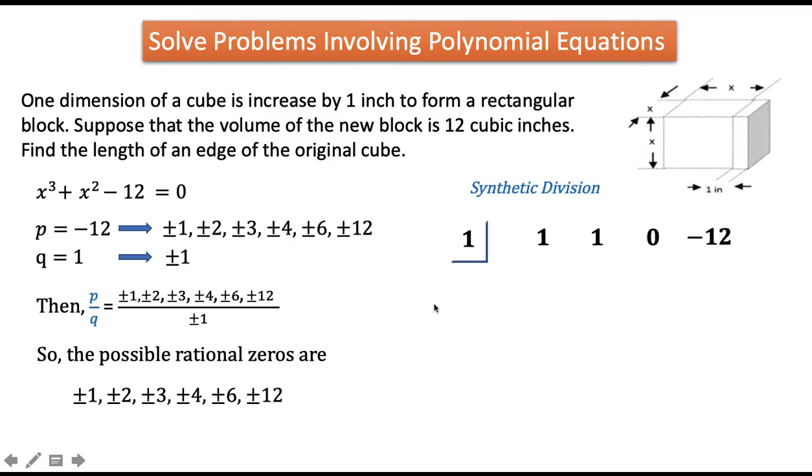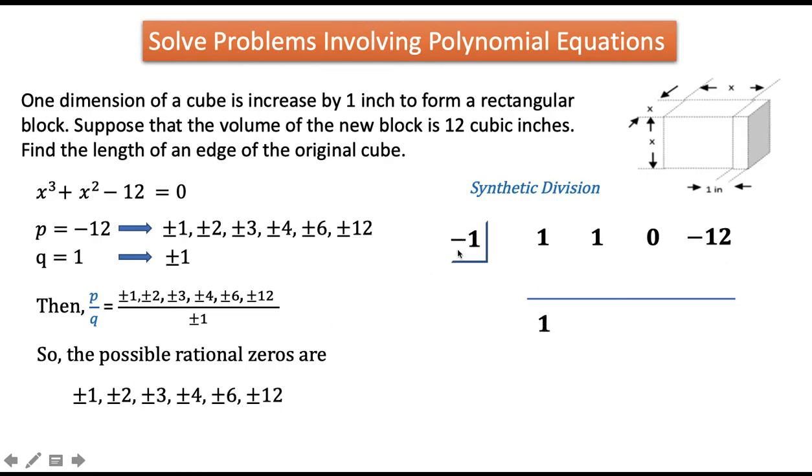So let's start the synthetic division. Bring down 1. 1 times 1 is 1. 1 plus 1 is 2. 1 times 2 is 2. 0 plus 2 is 2. 1 times 2 is 2. Negative 12 plus 2 is negative 10. Since the remainder is not 0, this number indicator, 1, is not the solution for x. Let's try negative 1.